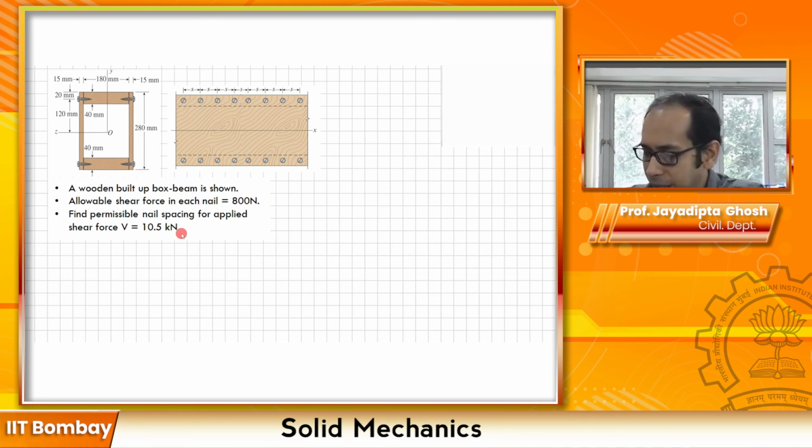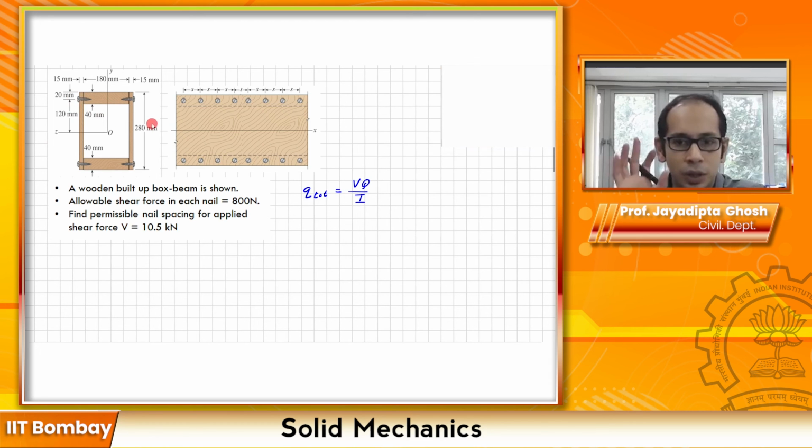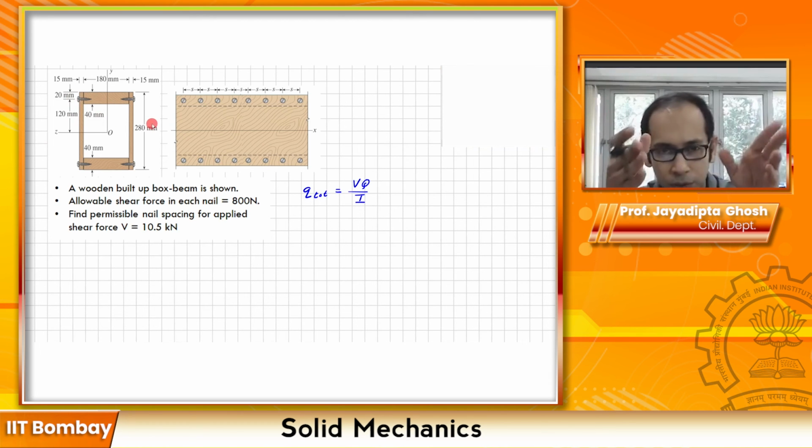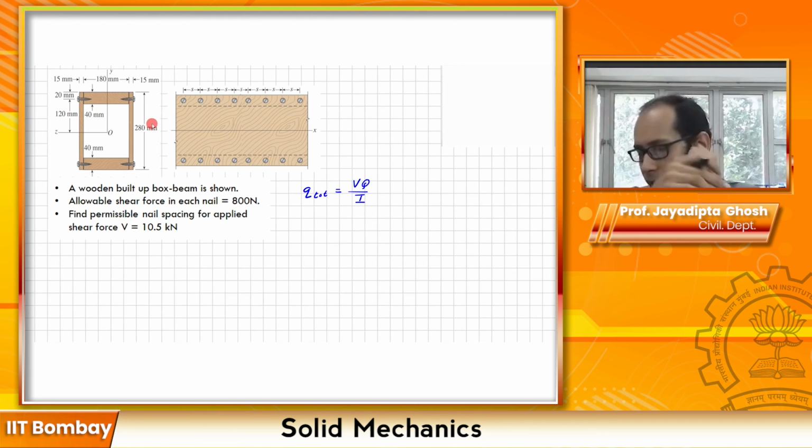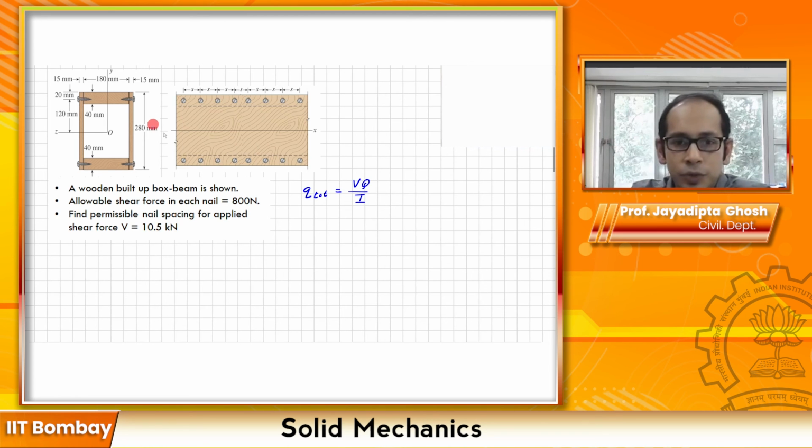So let's first write our basic generic formula: small q total equals V times Q divided by I. This is the total q, which is the resistance. Let's consider the top one over here, the small q total, which is resisting the total V which is acting over there. Now in this formulation there are two parameters of interest. One of them is Q, and the other one is I. So let's calculate the Q first.